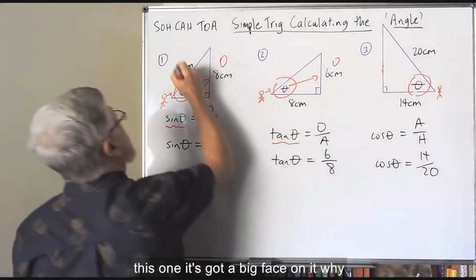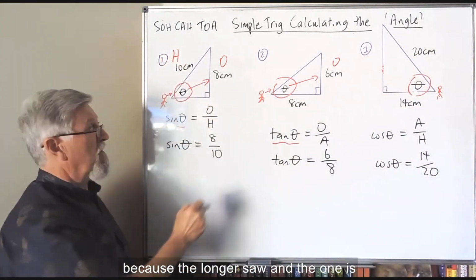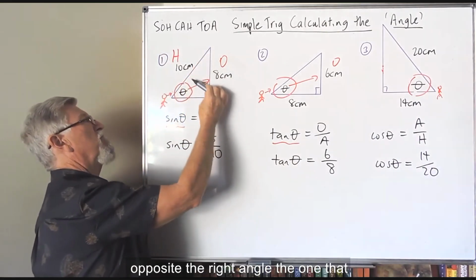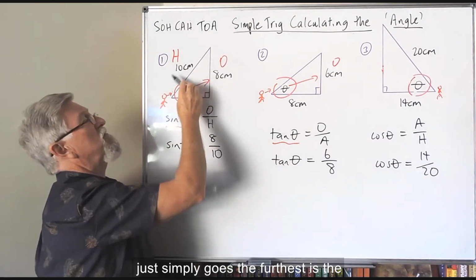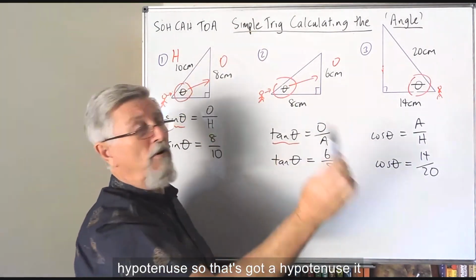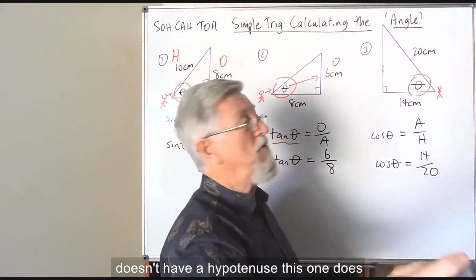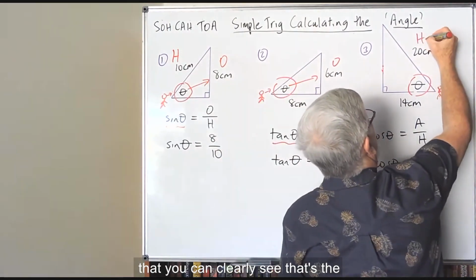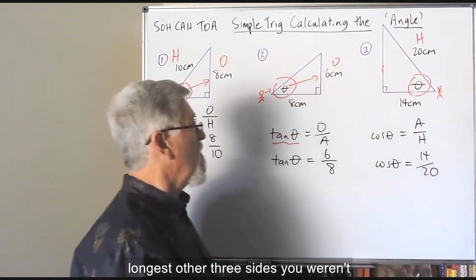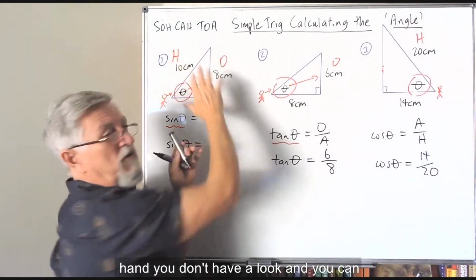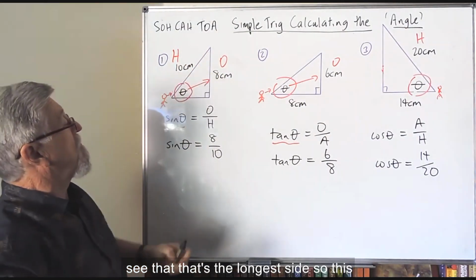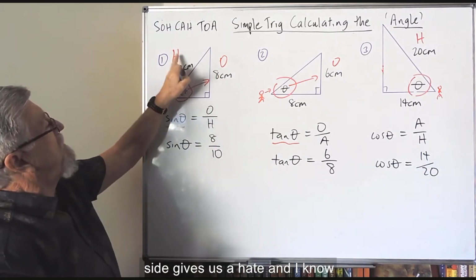Go to this one. It's got a big H on it. Why? Because the longer side, the one opposite the right angle, the one that simply goes the furthest, is the hypotenuse. This one doesn't have a hypotenuse. This one does have a hypotenuse. You can clearly see that's the longest of the three sides. If you weren't sure, you can hold your hand out and have a look, and you can see that's the longest side. So this side uses an H and an O.